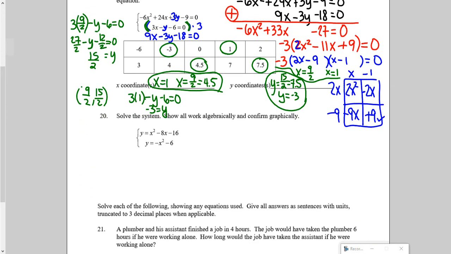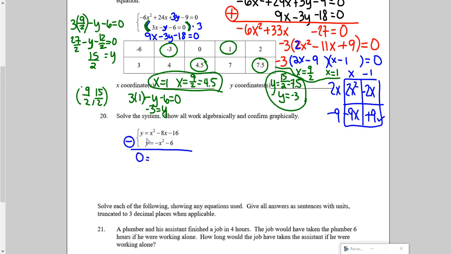All right, number 20, solve the system, show the work algebraically, and confirm graphically. So in this one, my equations are nicely set up to do some eliminating right now. I would want to do a subtraction because I need to eliminate y, or I could do the same thing as doing a substitution, which would just be when does the right side of each equation equal each other. Same thing. Y minus y is 0.